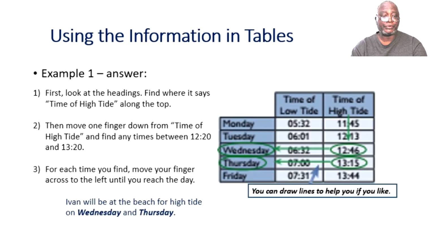How to use the information. First, look at the headings. Find where it says time of high tide along the top. Then move one finger down from time of high tide and find any times between 12:20 and 13:20. For each time you find, move your finger across to the left until you reach the day. So which day is it? Ivan will be at the beach for high tide on Wednesdays and on Thursdays.